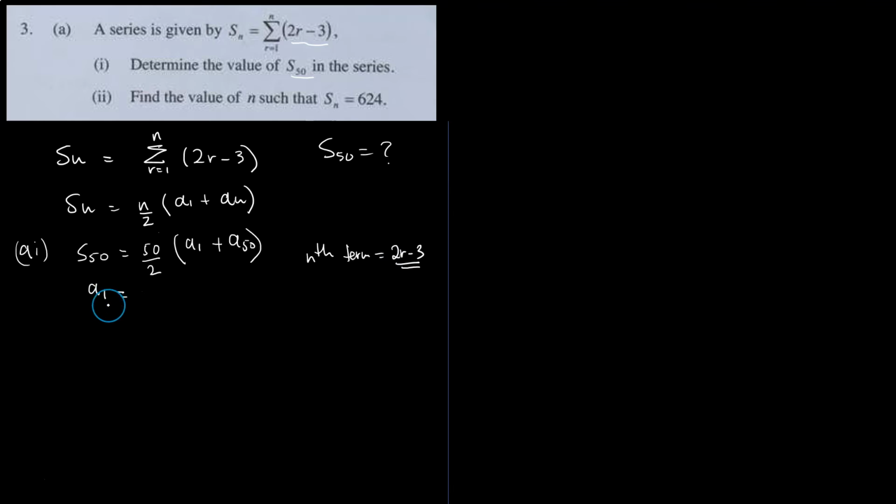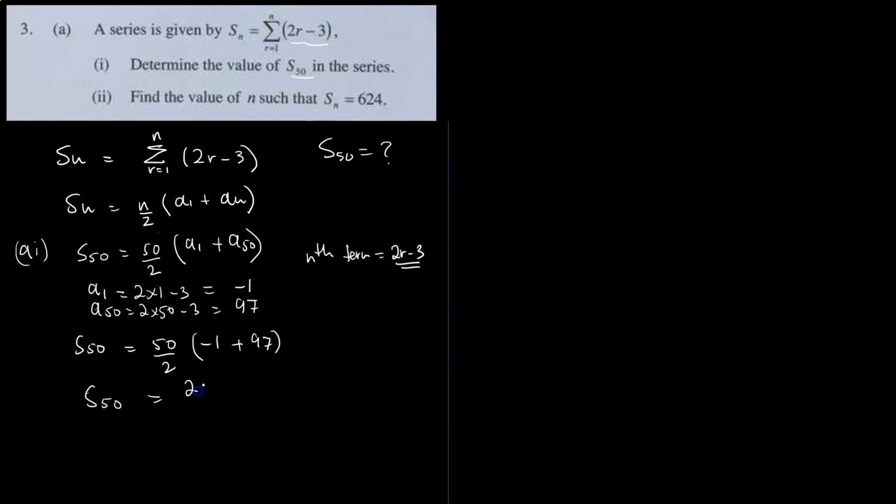10th term. Okay, so for a1, r is 1, so 2 times 1 is 2, take away 3. Let's do that here: 2 times 1, take away 3, which is equal to -1. Then we need the a50. So for a50, r is 50. So 2 times 50, take away 3 will give you 97. So we can go ahead and put those in. So 50 over 2, and now we know a1 is -1 and a50 is 97. If you work this out, that will give you S50 as 2,400. Okay, so that's A(i).